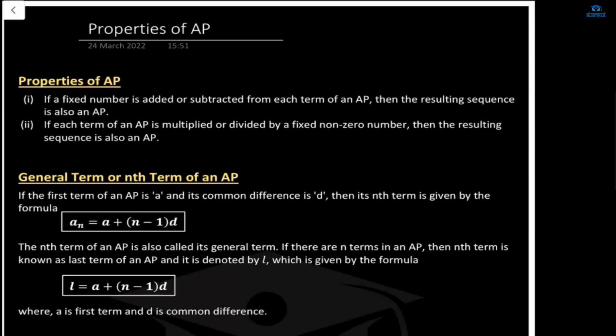Then the resulting sequence is also an AP. So whether you multiply, divide, add or subtract, to each and every term of an AP, the resulting sequence that you get will also be in AP.